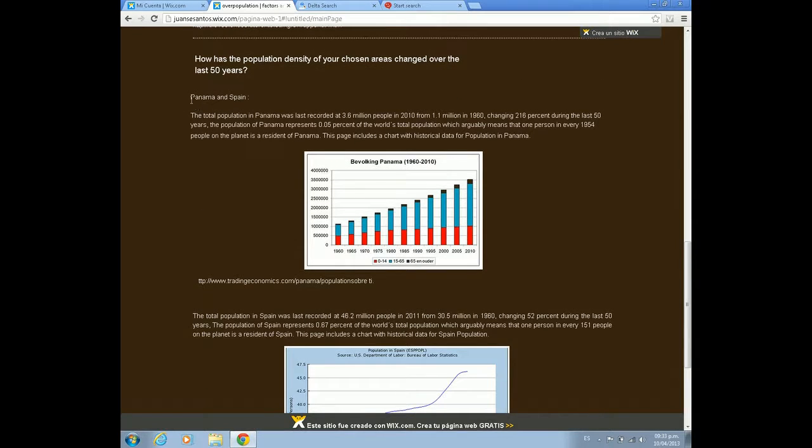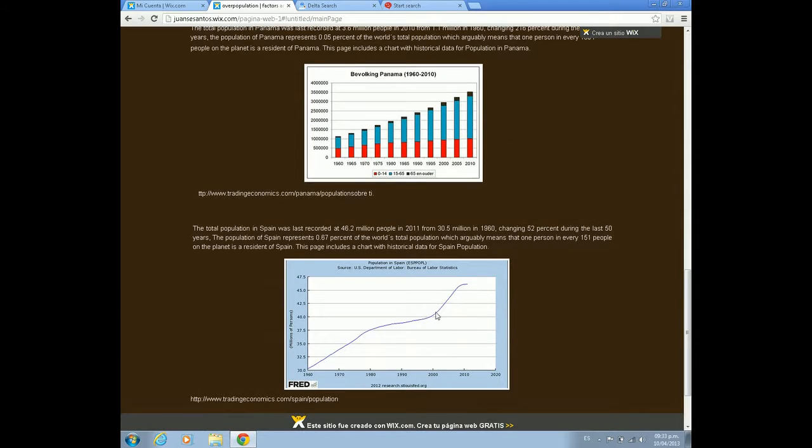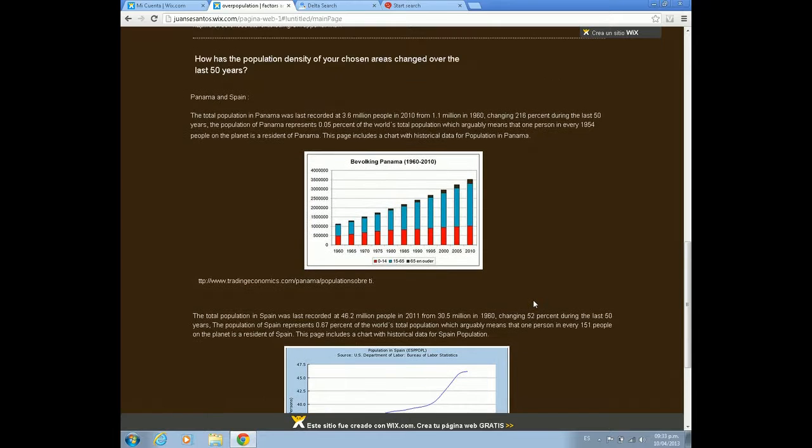We chose Panama and Spain. So here is this graph. This graph is showing how the population of Panama and Spain grew.